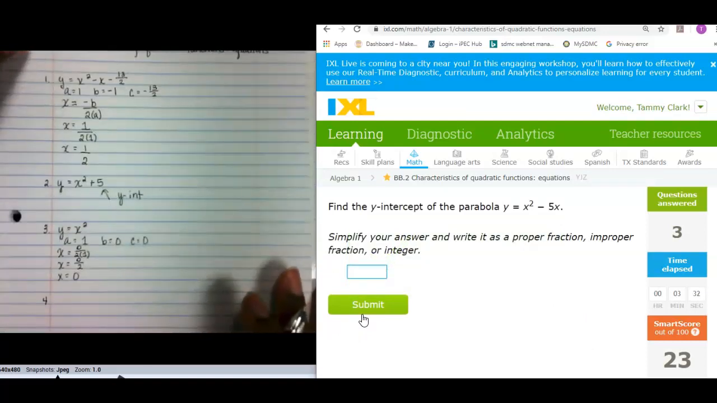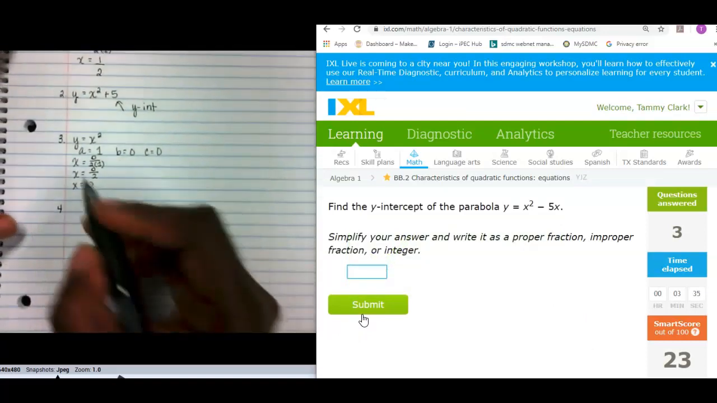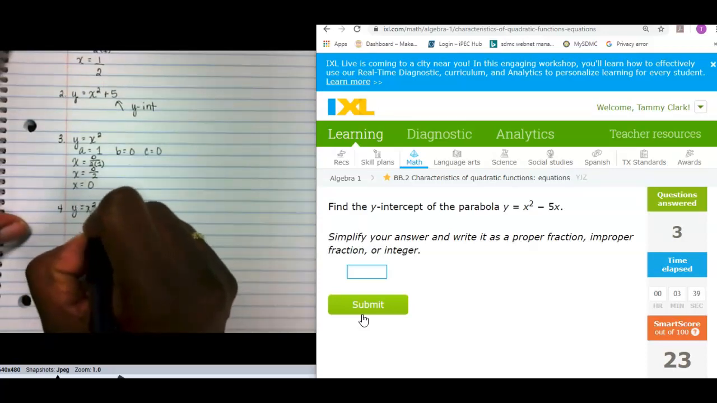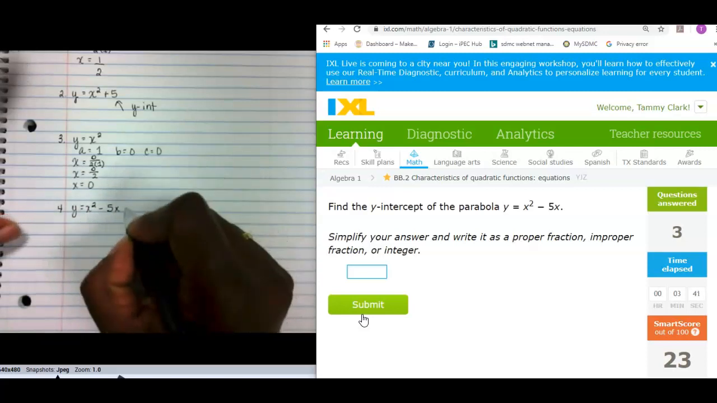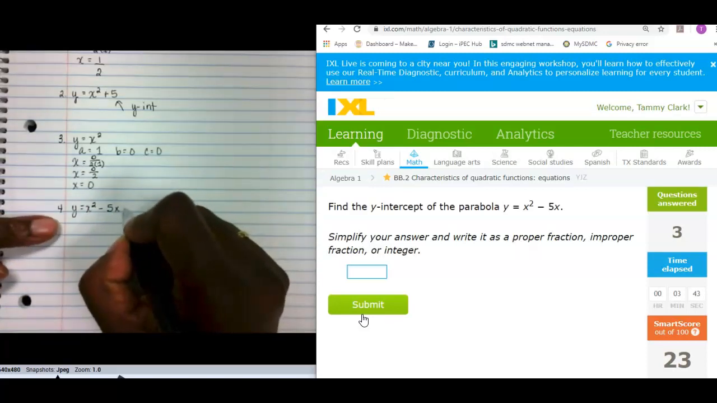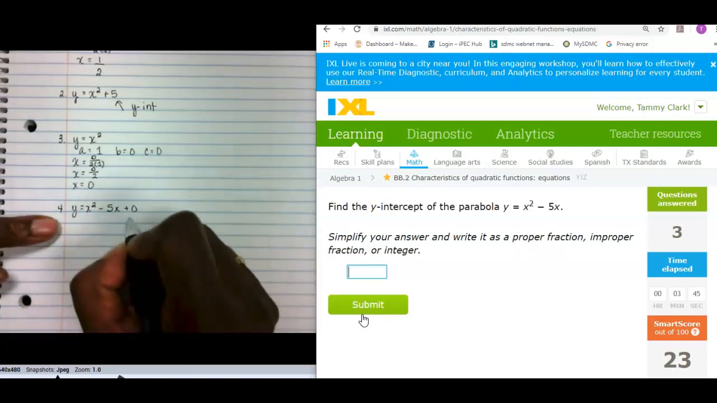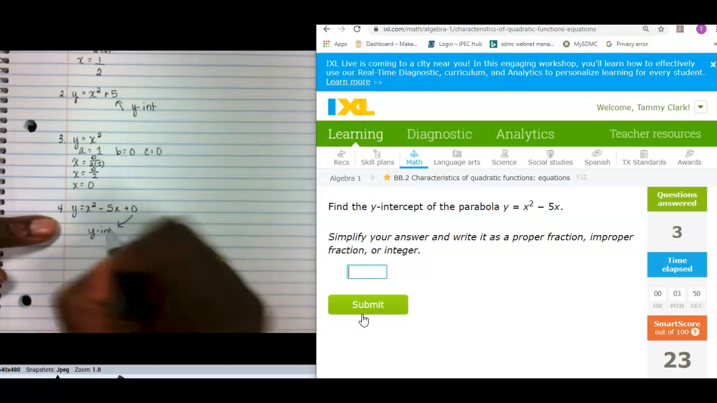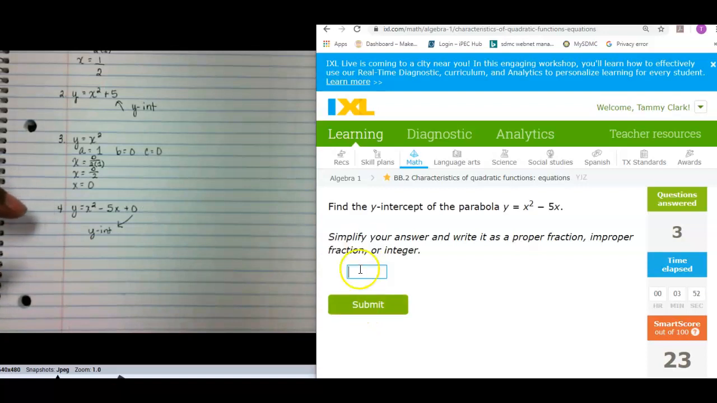Let's look at number 4. Find the y-intercept of the parabola y is equal to x squared minus 5x. Okay, there's no constant here, so it's okay to put a 0. And here is your y-intercept. It will just be 0.